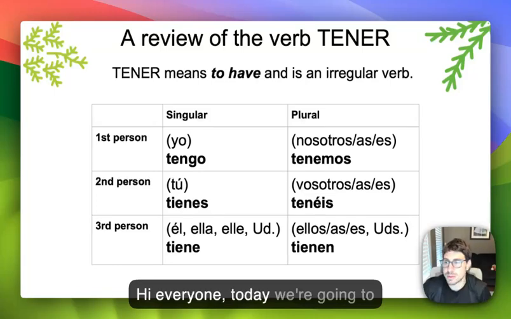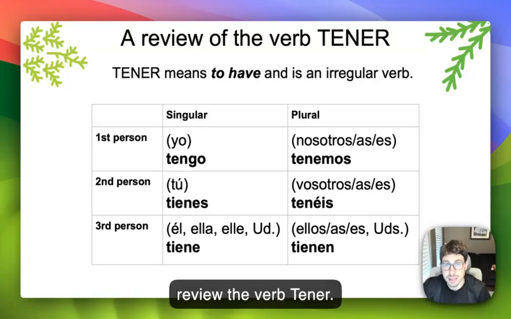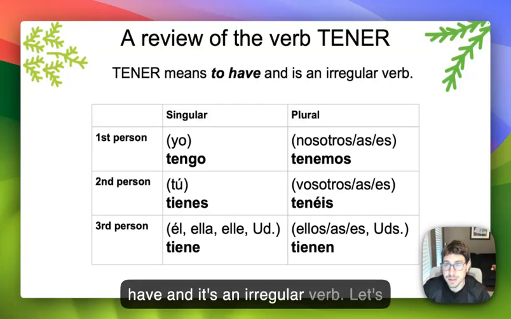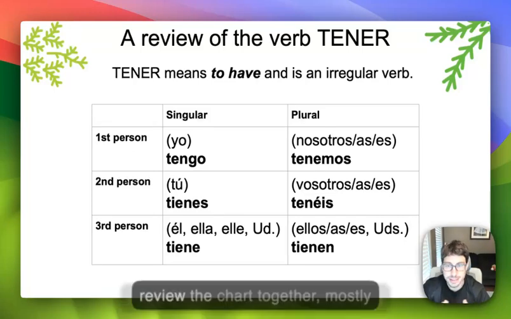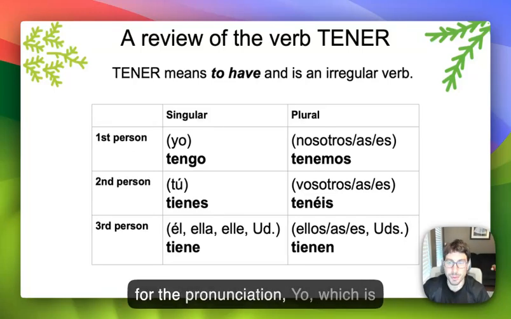Hi everyone, today we're gonna review the verb tener. Tener means to have and it's an irregular verb. Let's review the chart together, mostly for the pronunciation.